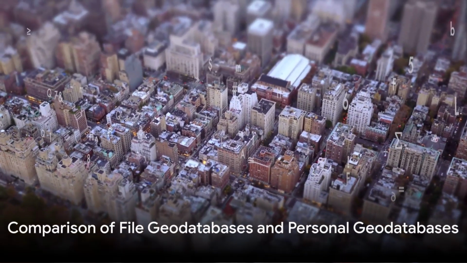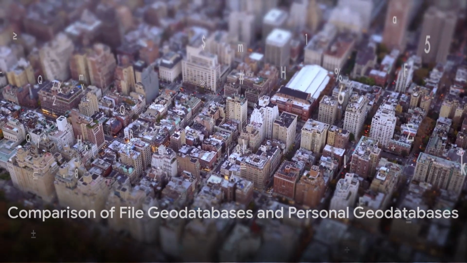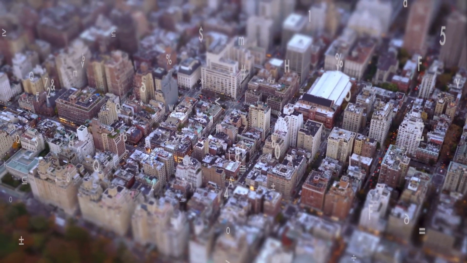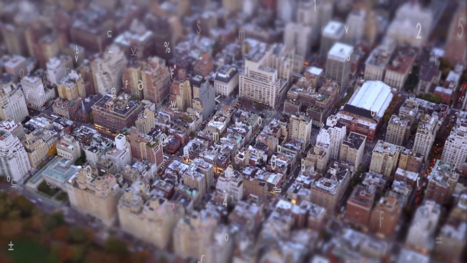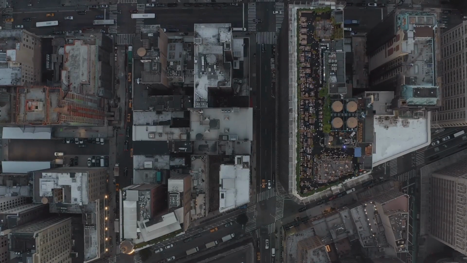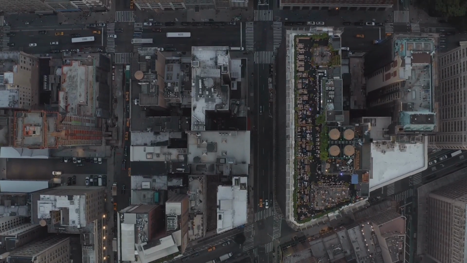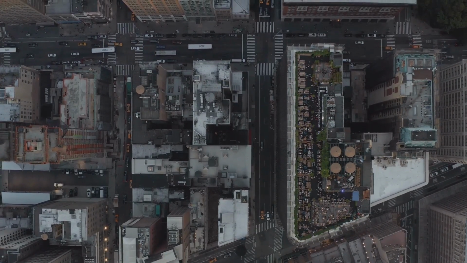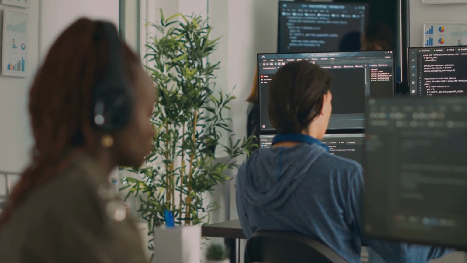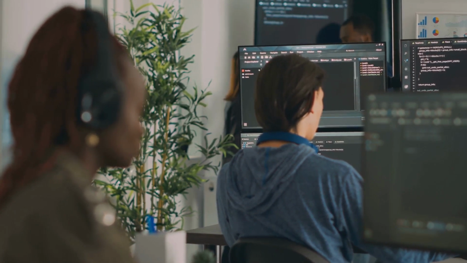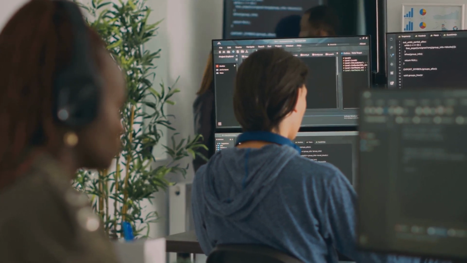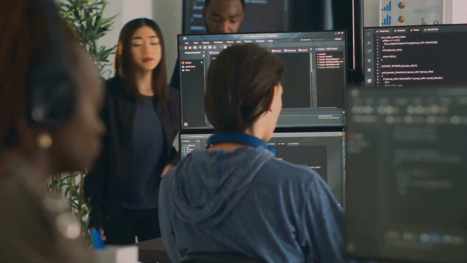But it's not all about size, is it? There are other factors to consider. File geodatabases, for instance, offer better performance and are less likely to become corrupt if a system failure occurs. They also support storing raster datasets larger than the limit of personal geodatabases. On the other hand, personal geodatabases have the advantage of being easier to use with other software because they're stored in a Microsoft Access format.